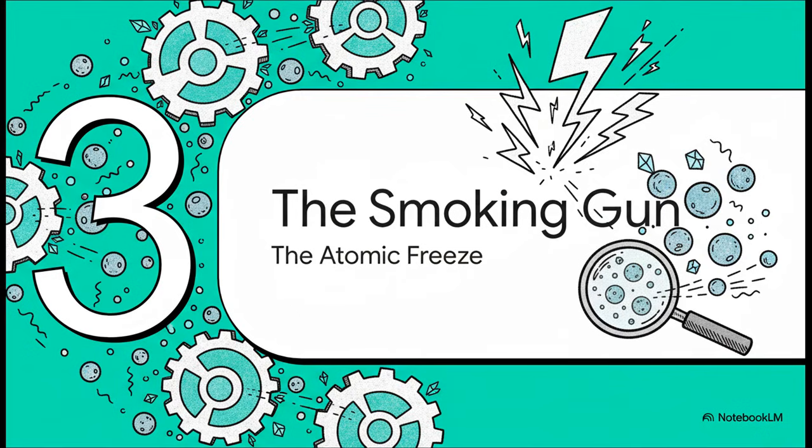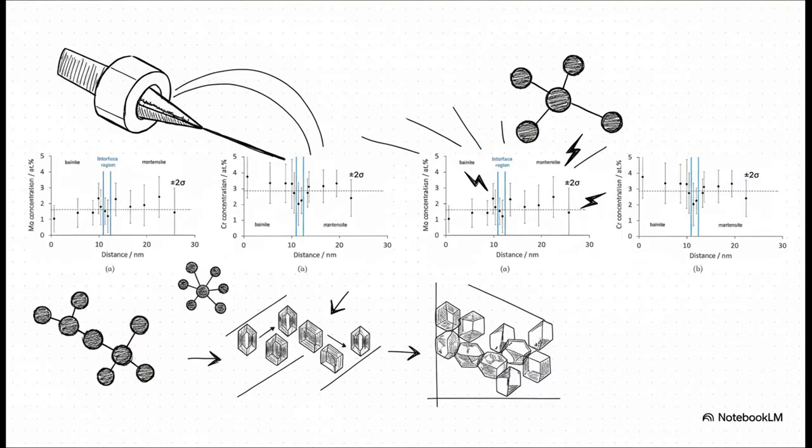If this transformation is a sudden snap, it shouldn't just trap the little, fast-moving carbon atoms. It should also freeze the big, slow-moving atoms in place. So, let's see what the evidence says. This is just incredible. What you're looking at is data from something called an atom probe. It's a machine that can literally count atoms one by one across the boundary.